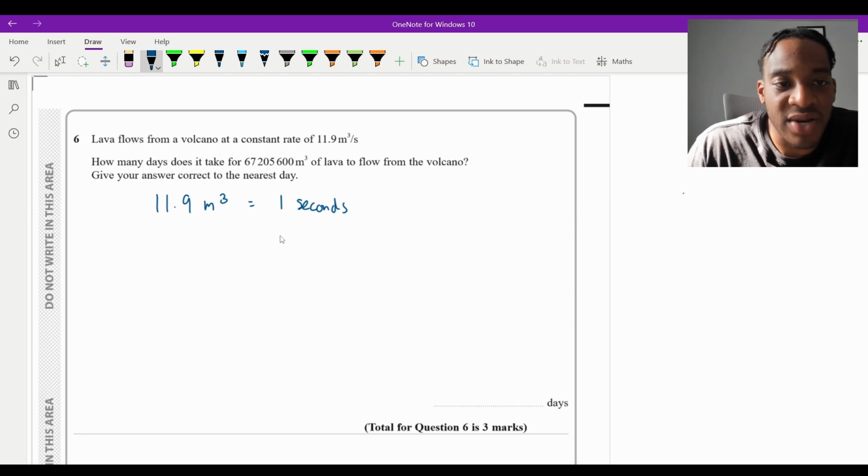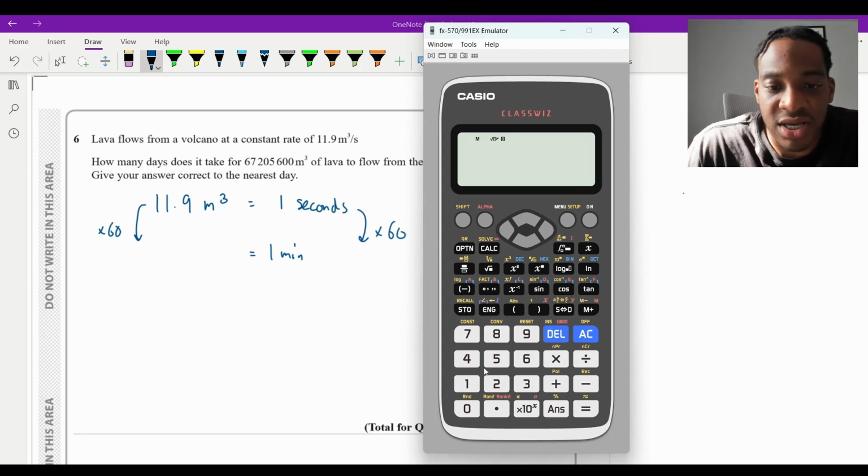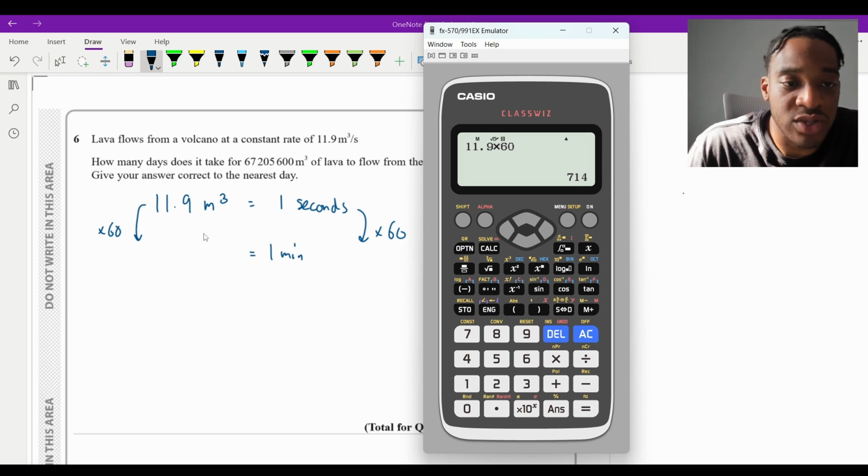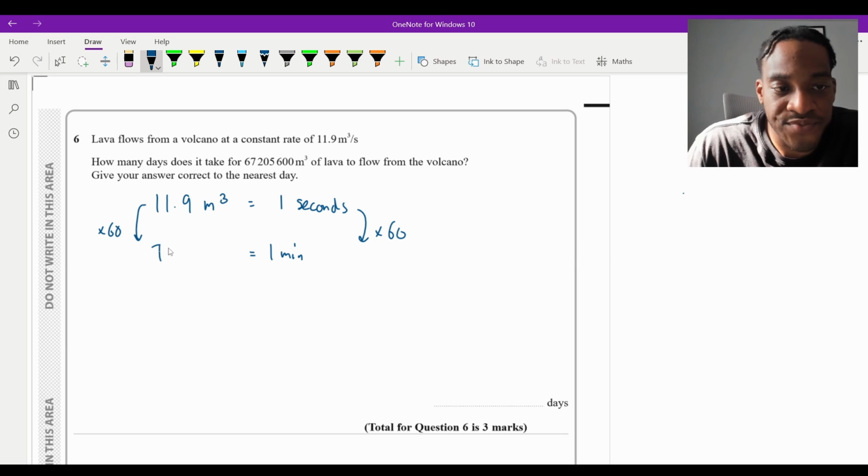Now we need to know how many days this amount of lava is flowing out for. So what I'd want to do is work out this rate in terms of days, isn't it? So what I would do firstly is convert this into minutes. I'll do this by timesing by 60, and that will give me 1 minute. So I'm going to do 11.9 times 60. This is equal to 714. So 714 meters cubed of lava flowing every minute.